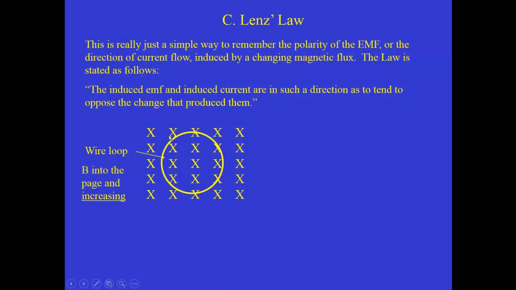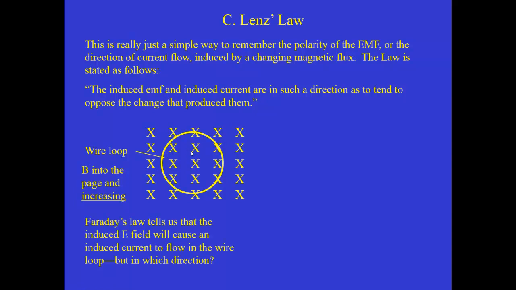So there is a magnetic flux passing through this wire loop, and since the magnetic field is increasing, the flux is also increasing. Faraday's law then tells us that there will be an electric field produced that will cause the charges in the wire to move, and it will produce a current. So our question is, what direction does the induced current flow in this situation? Again, the B field is pointing into the page, but it's increasing in magnitude.